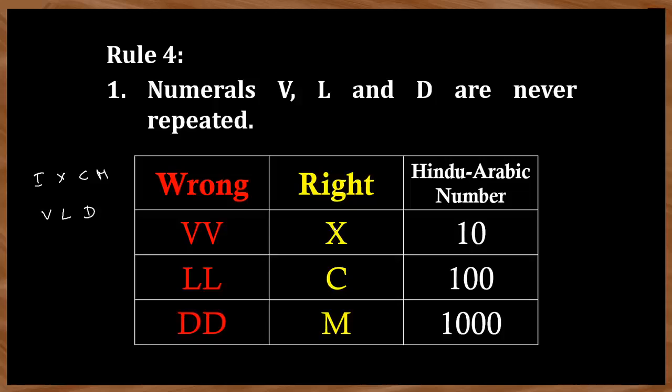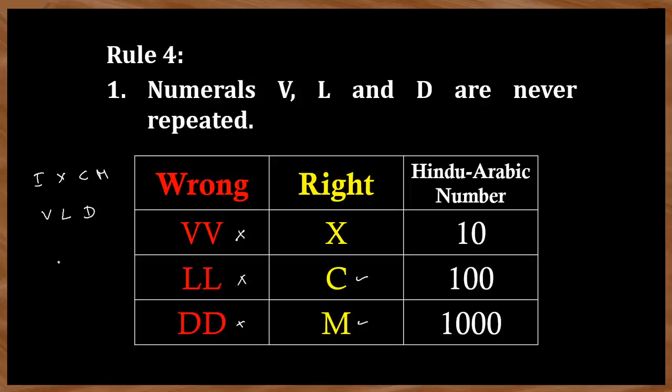If you want to write 10, there is a special symbol which is X. You should not write 5 plus 5 like this. This is the wrong method. If you want to write 100, there is a special symbol which is C only. You should not write LL. If you want to write 1000, you should write M only. You should not write 500 plus 500 like this, DD. These 3 notations are wrong.